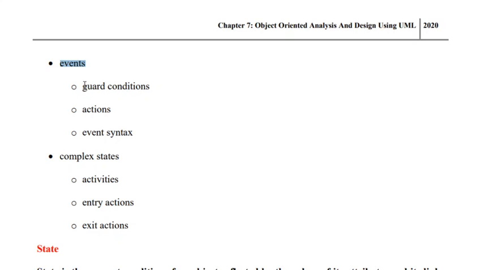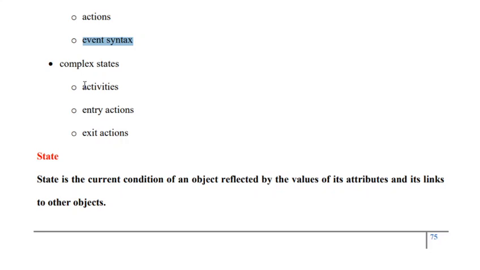With the events, we have associated guarding conditions, right? Again, we have actions and we have event syntax. Now, as we talked about, a state can be a simple state or a complex state. A complex state has a set of activities, a set of entry criteria, and a set of exit criteria.